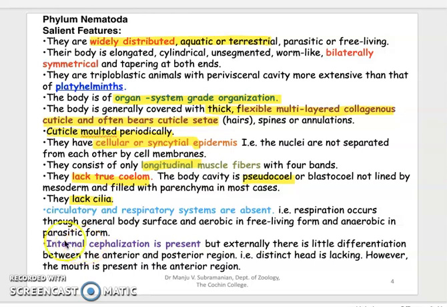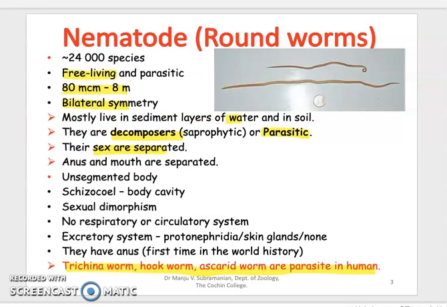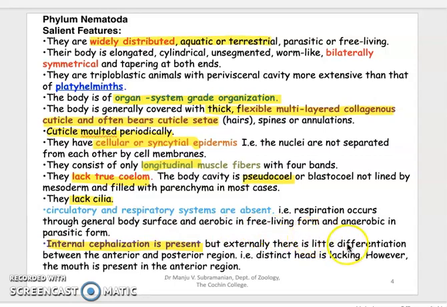Then internal cephalization is present. You can see an internal cephalization, but externally there is little distinction between the anterior and the posterior end. As you can see in this picture, there is no cephalization. There is no so-called head region that you can see in these roundworms, but internally a slight differentiation is seen. That is, externally a distinct head is lacking, however the mouth is present at the anterior region.